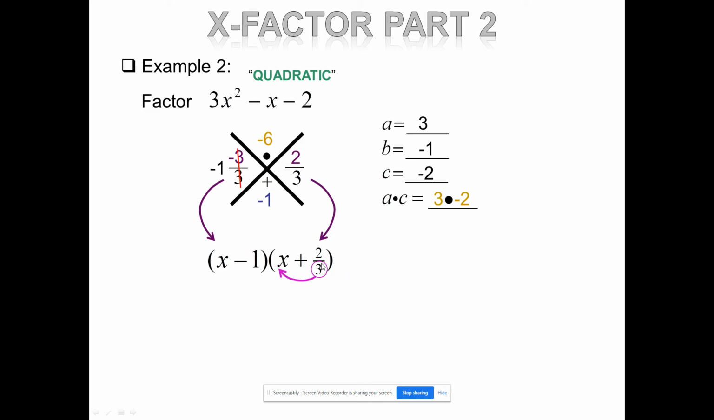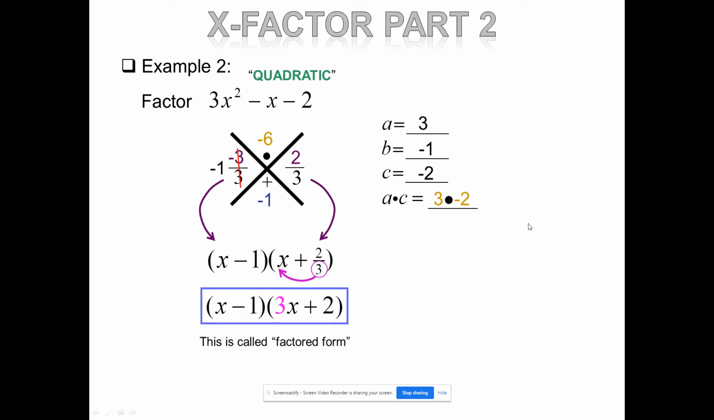Remember, we always take the denominator, the bottom number, if this factor is a fraction. This one's not a fraction, so we don't have to worry about it. So we end up with x minus 1 times 3x plus 2. And you guys remember what form this is called? That's right, it's called factored form. So we have factored this original quadratic expression.